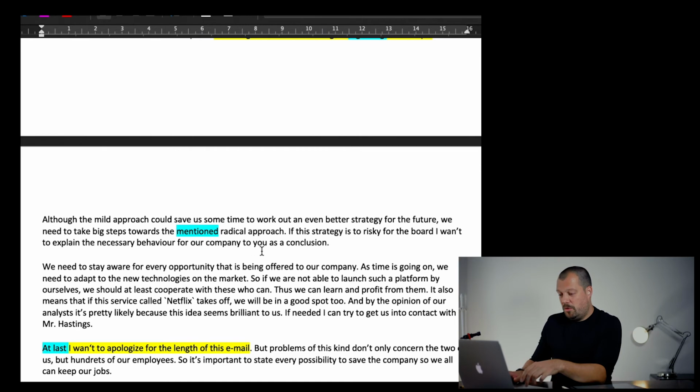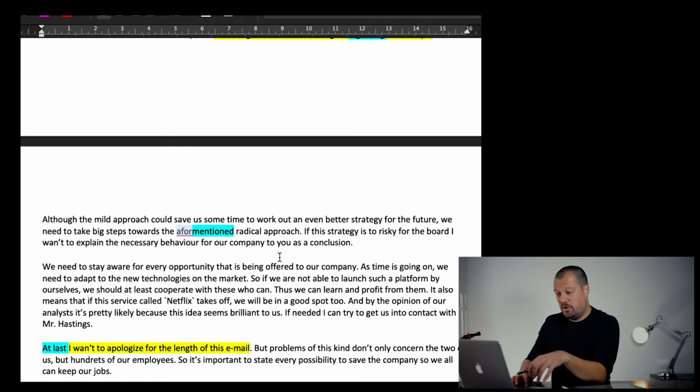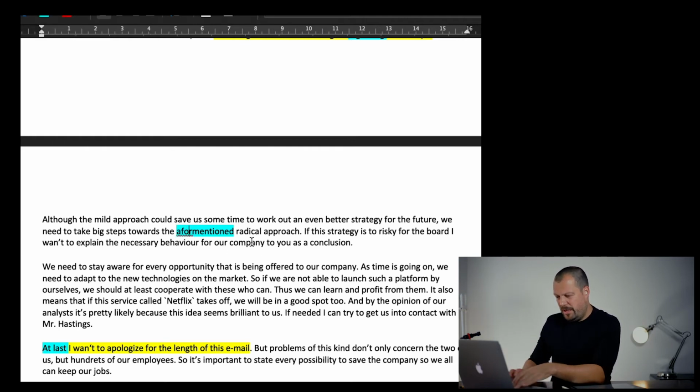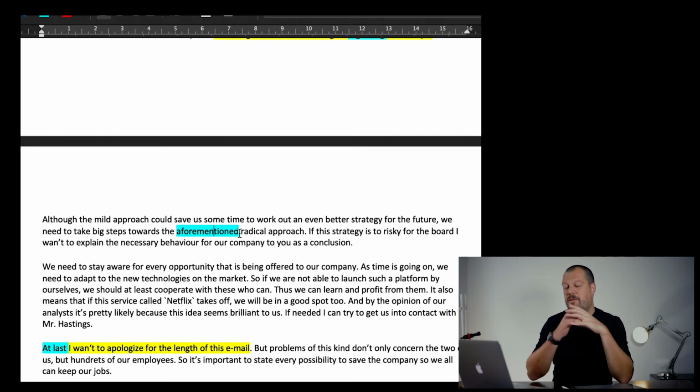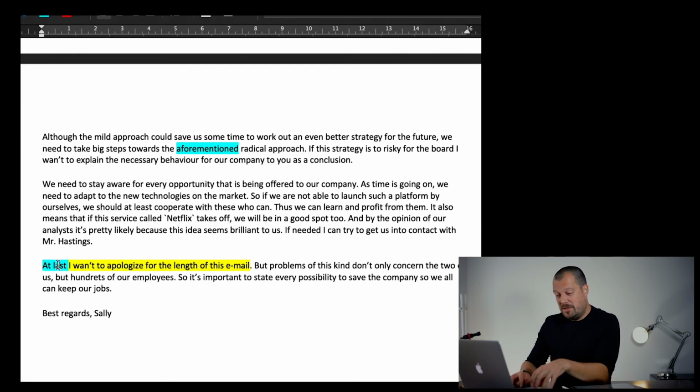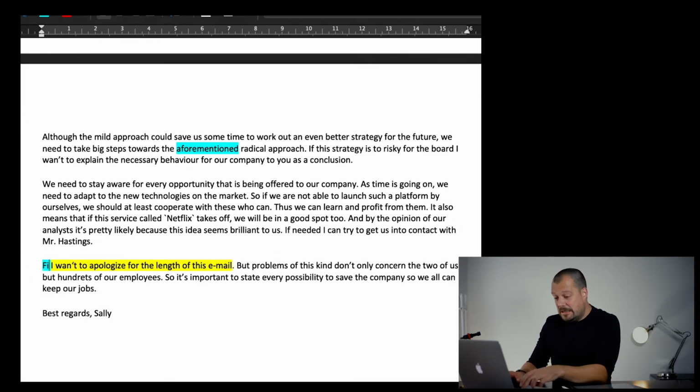Taking big steps towards the aforementioned. That is a posh word. Schon erwähnte. Has it got an E in? I believe it has. There we go. The aforementioned radical approach. You can use a word like that if you want to. It's unusual, but it's completely correct. Sounds good as well. And finally, at last. You don't want to say at last. Zuletzt. You want to say finally.